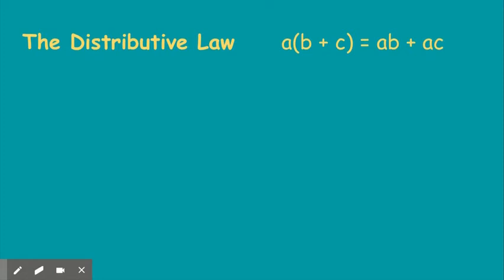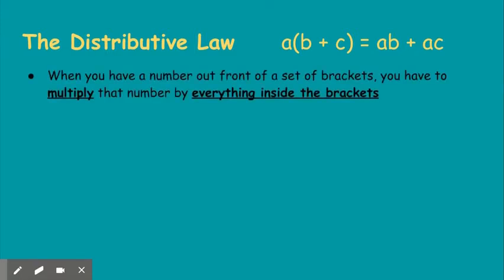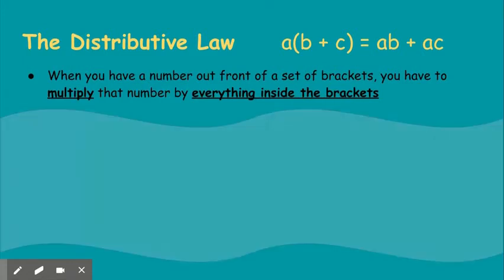So now we're going into the distributive law. This is when you have a bracket with either an addition or subtraction inside, and on the outside of the bracket you have some letter or a number that you need to multiply in. You need to remember that the number out front of a set of brackets, you have to multiply that number by everything inside the brackets.